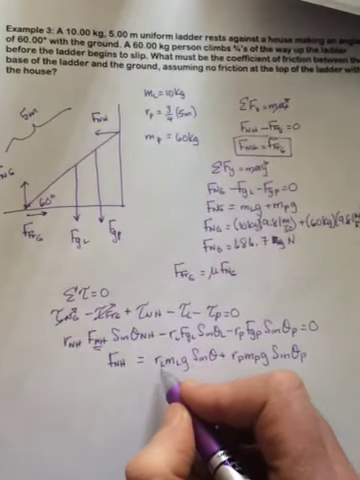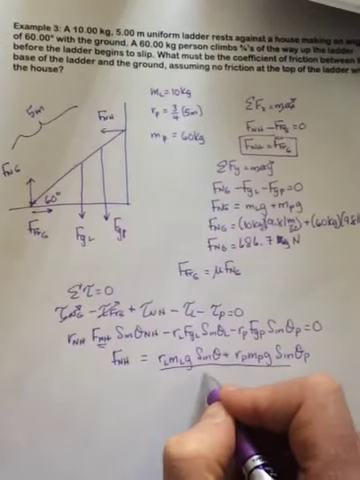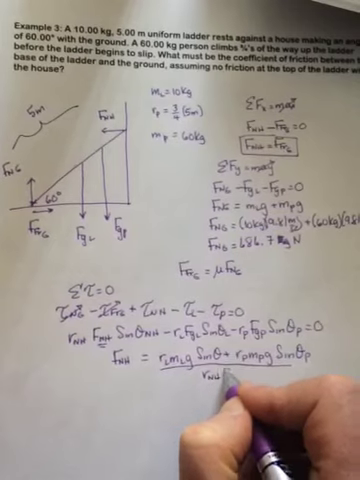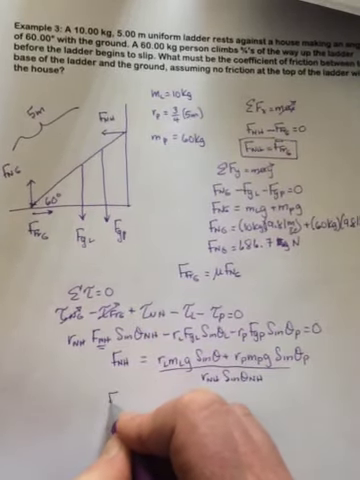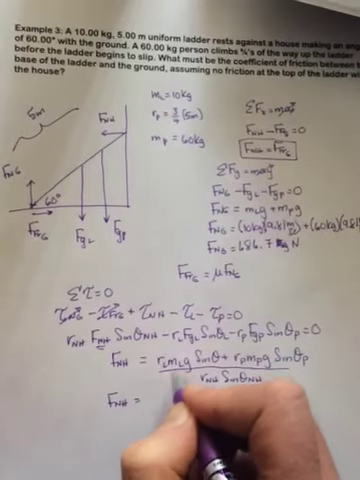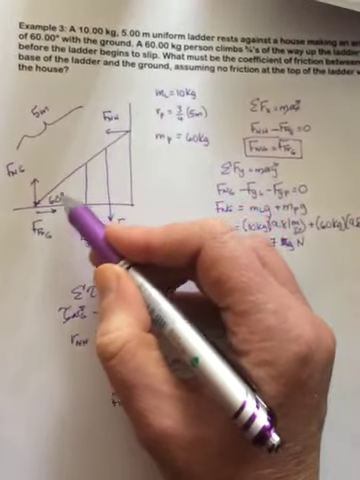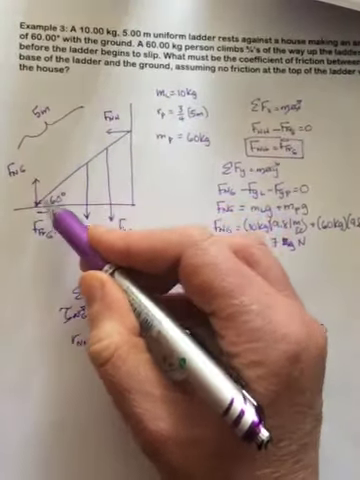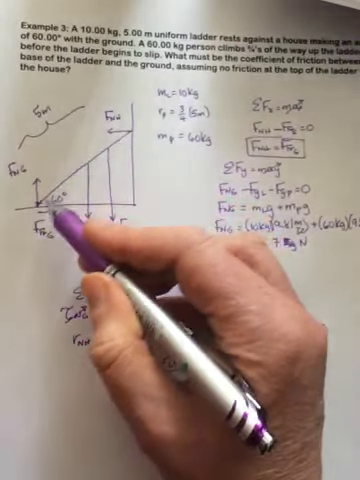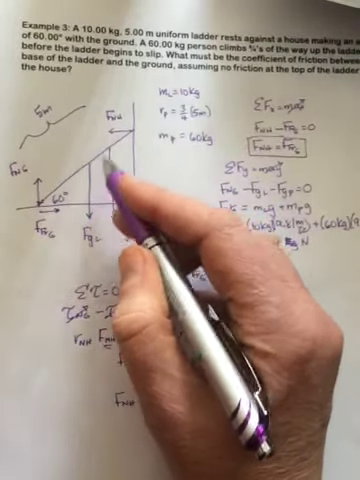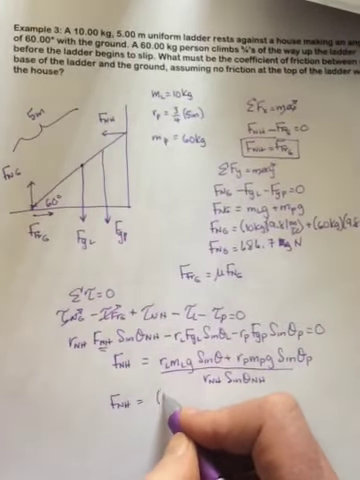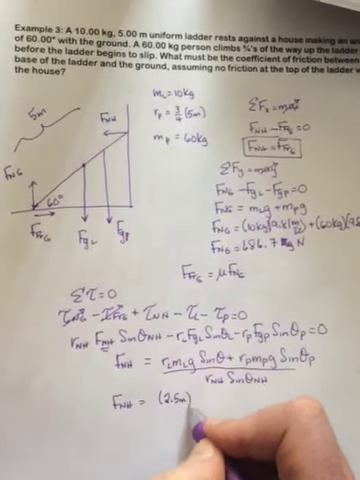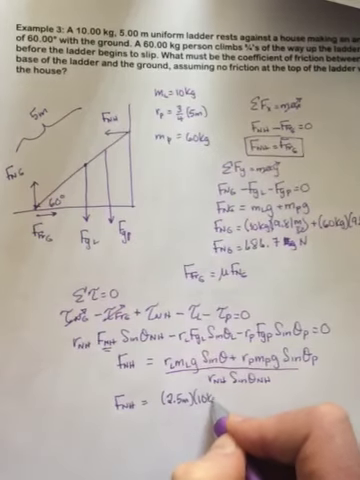We're going to divide by R normal of the house and sine theta normal of the house. So now all we have to do is fill our numbers in. We'll figure out what they are and fill them in. So R of the ladder, it's a 10 kilogram, 5 meter long uniform ladder. So if it's uniform and 5 meters long, then Fg of the ladder is halfway along its length, 2.5 meters. Mass of the ladder, 10 kilograms.